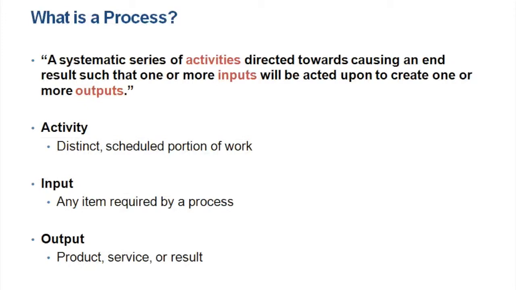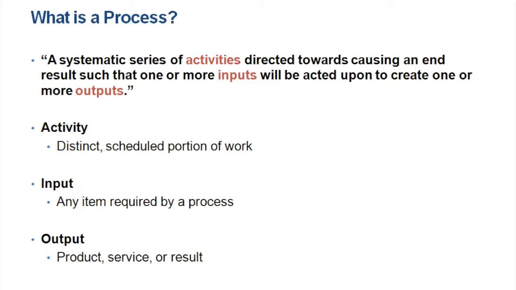So first, let's define what is a process. A process is a systematic series of activities directed towards causing an end result, such that one or more inputs will be acted upon to create one or more outputs. So that's a whole bunch of words. The key things you want to know are activities, inputs, and outputs.